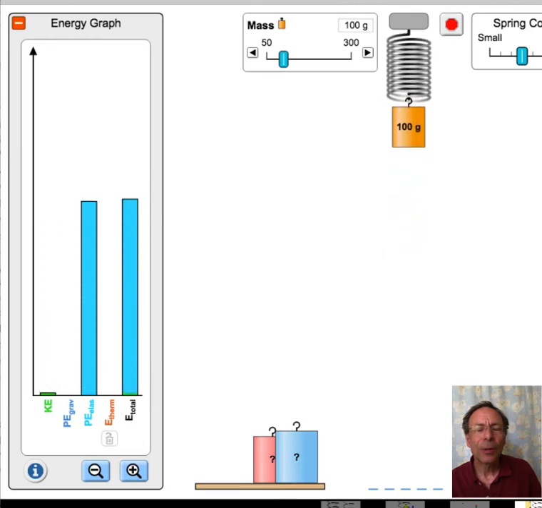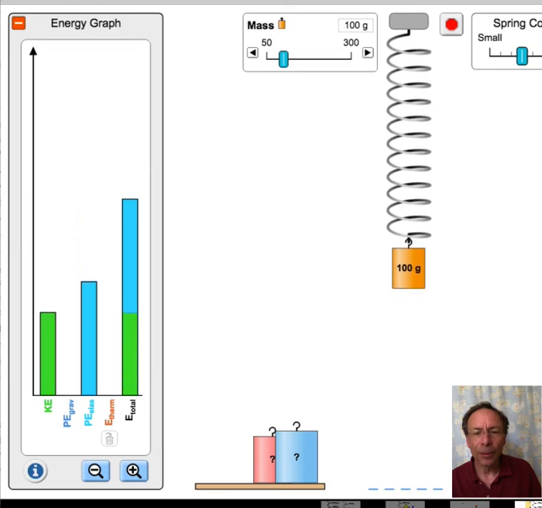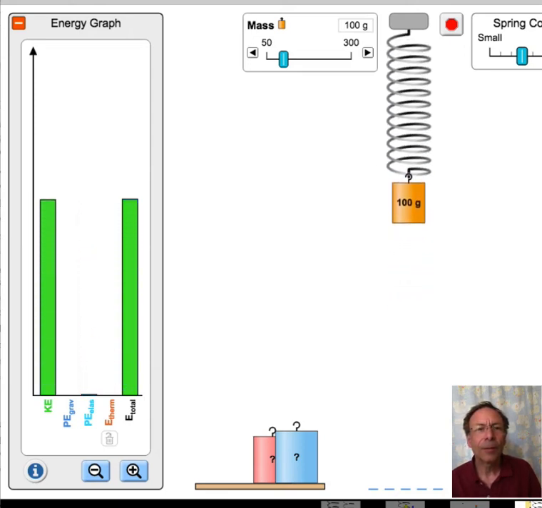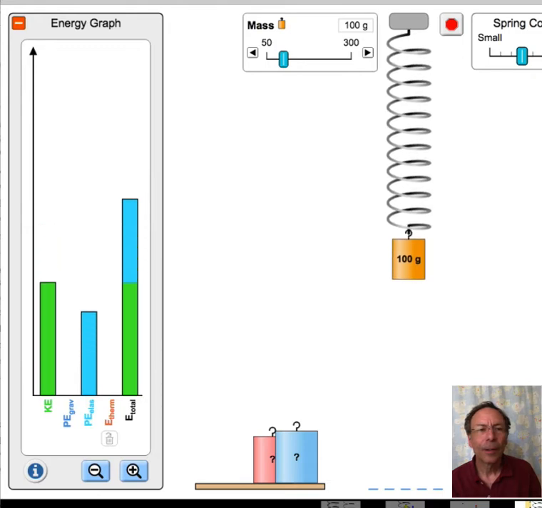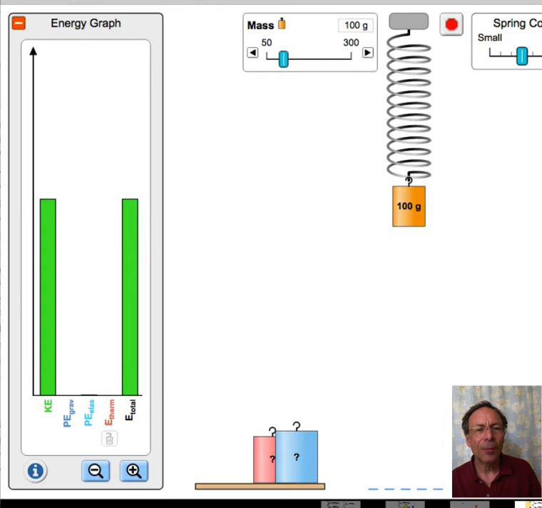So look at what's going on here. When you get to the middle, let's see if we can stop it when it gets at the middle. There, I stopped it at the middle. So now all of the energy is kinetic energy. The total energy never changes, but all of the energy is now kinetic energy, and the potential energy is 0.